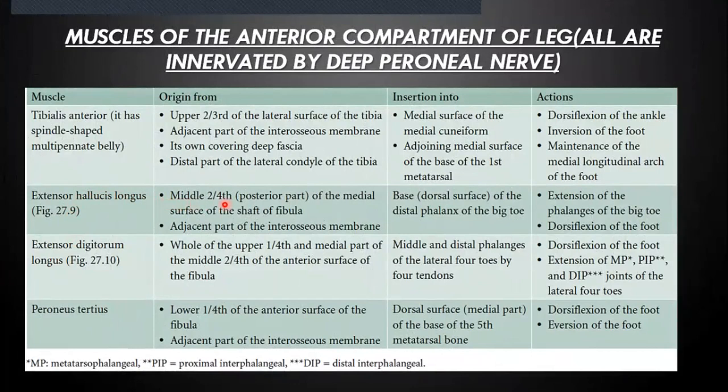Let's look at extensor hallucis longus. Now, it usually originates from the middle two thirds of the medial surface of the shaft of the fibula and the adjacent part of the interosseous membrane, to insert into the base of the distal phalanx of the big toe. It usually extends the phalanges of the big toe and also dorsiflexes the foot.